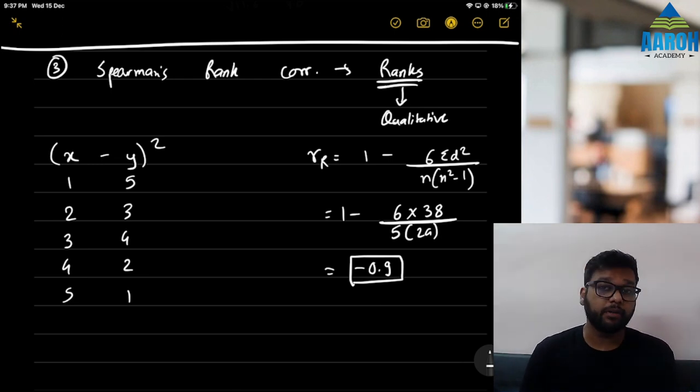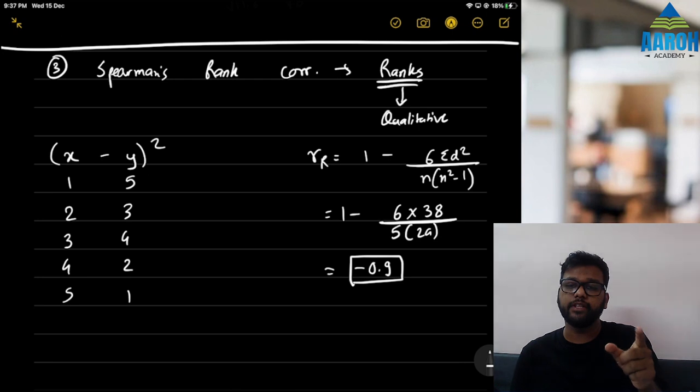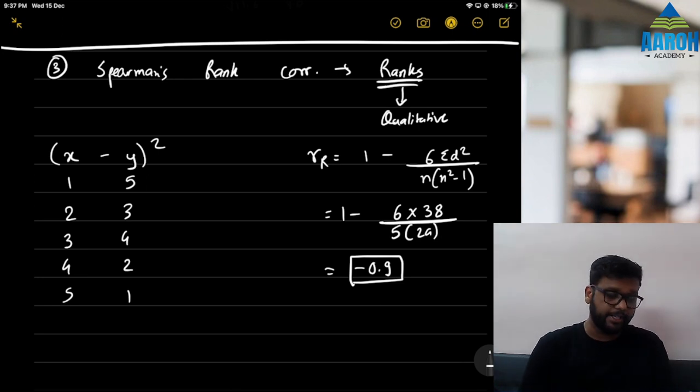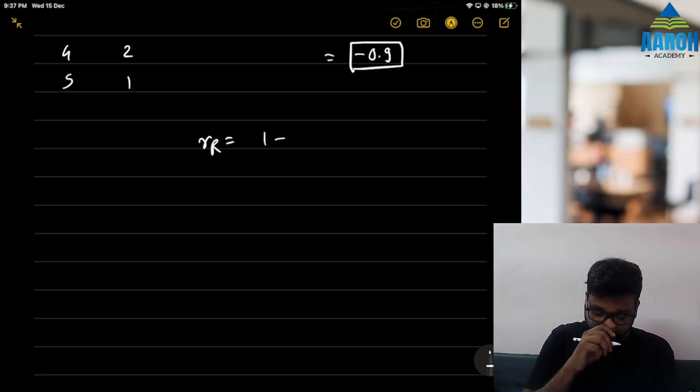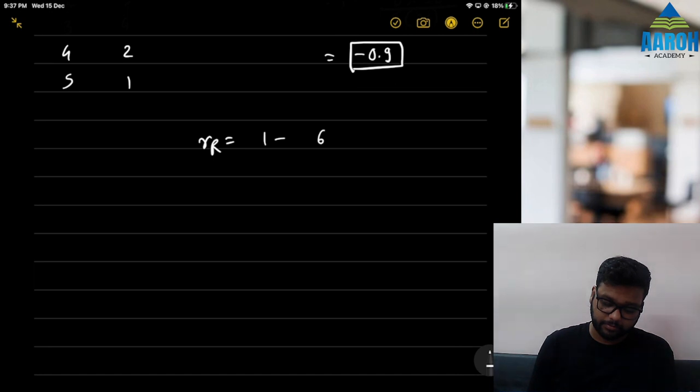However, there is one special property of Spearman, that it is different when there are ties in ranks. When there are ties in ranks, can anyone tell me what is the formula that we are supposed to use for Spearman's rank correlation coefficient? 1 minus 6 into... anyone? Summation d square plus correction factor.